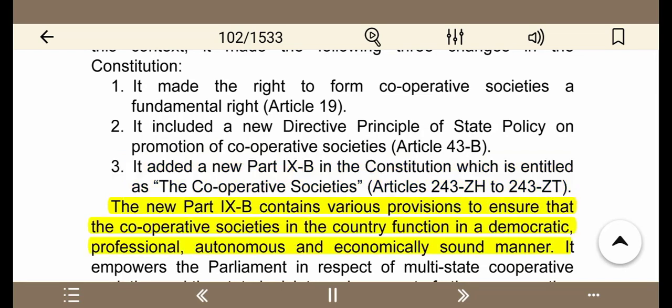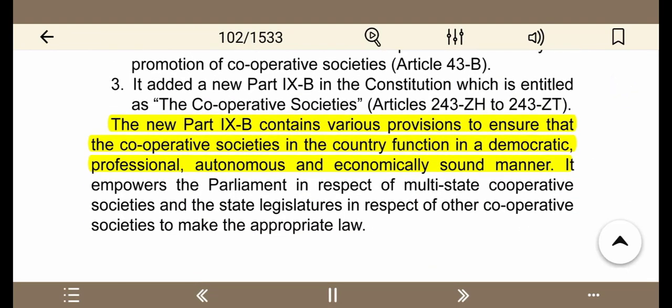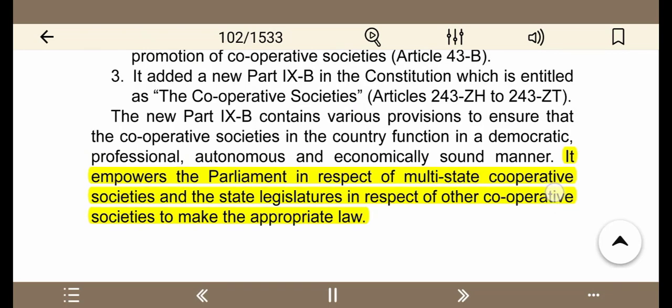243ZT. The new Part IX-B contains various provisions to ensure that the cooperative societies in the country function in a democratic, professional, autonomous and economically sound manner. It empowers the Parliament in respect of multi-state cooperative societies and the state legislatures in respect of other cooperative societies to make the appropriate law.